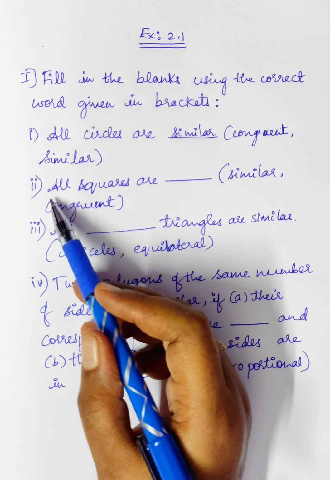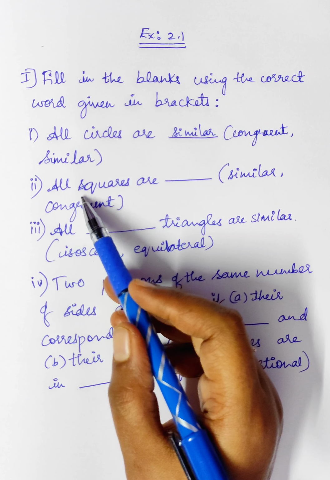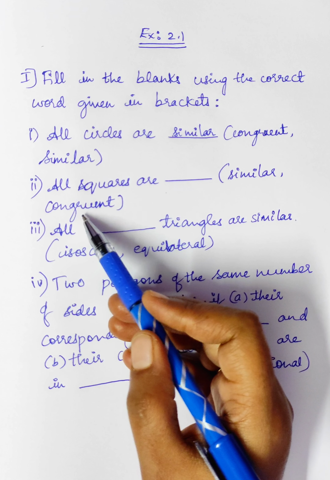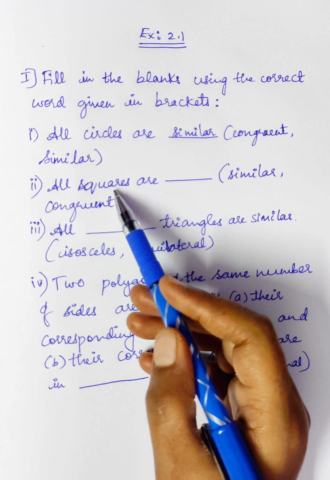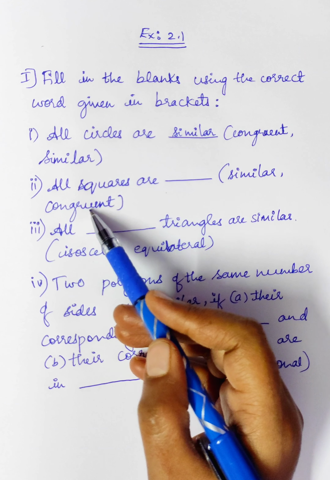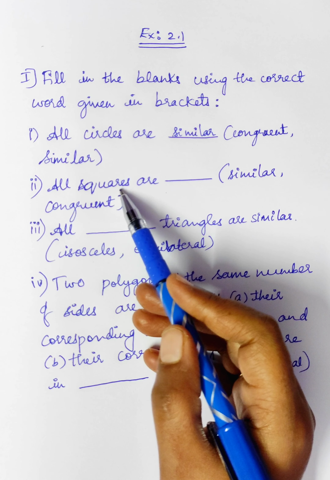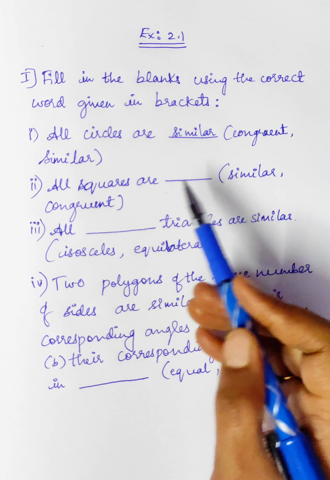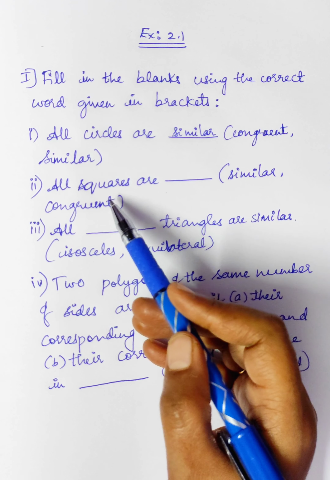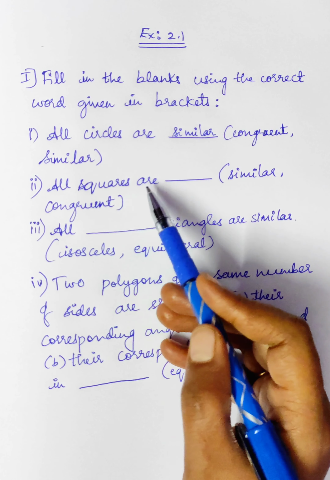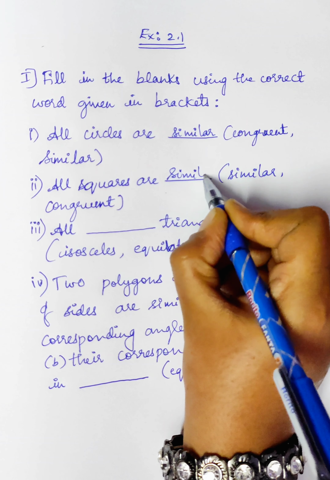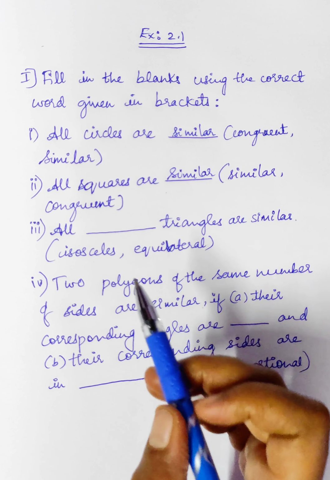Now question number 2 is: all squares are similar or congruent? See, all squares can't be congruent again, because the squares may look similar but they may have different sizes. So all squares are similar. Size may change. Okay, so they are similar.